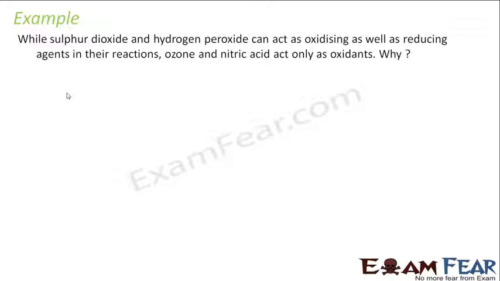Let's take some more examples. The question says, while sulfur dioxide and hydrogen peroxide can act as oxidizing as well as reducing agents, but ozone and nitric acid can only act as oxidizing agents. So it's all about the oxidation number. Let's try to find the oxidation number of SO2.